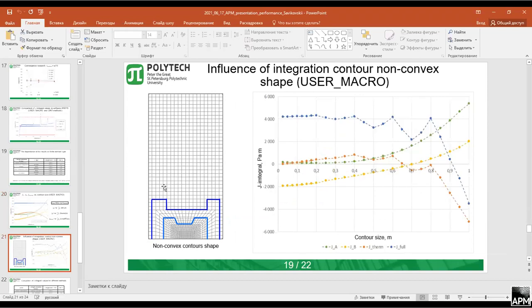The integral was derived by James Rice, and he noticed in his paper that the integration contour should be convex, and for non-convex contours, the integral invariance will be violated. And we checked it out. So we use integration contours that are shown in this slide. This is the finite element model, and this is the dependence of the three terms on different contours and the full G integrals from different contours. So as we can see, the integral is not invariant for non-convex contours. It shows that our calculations are correct.